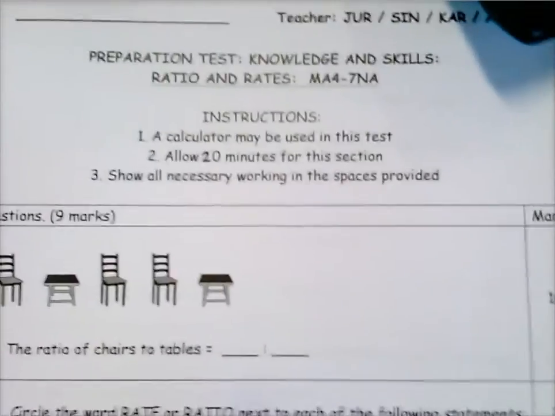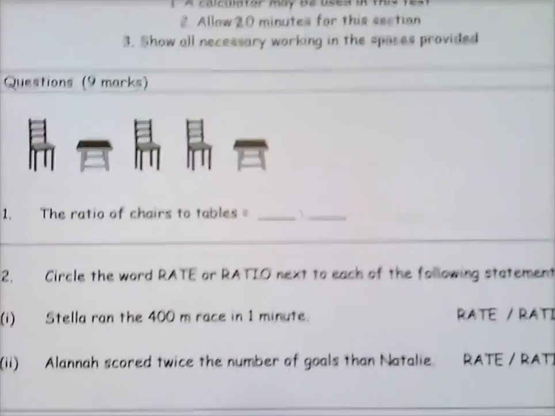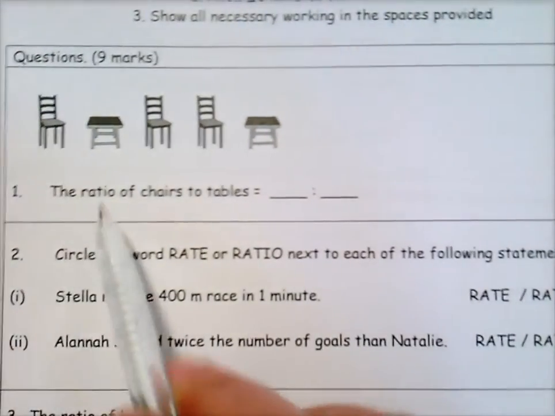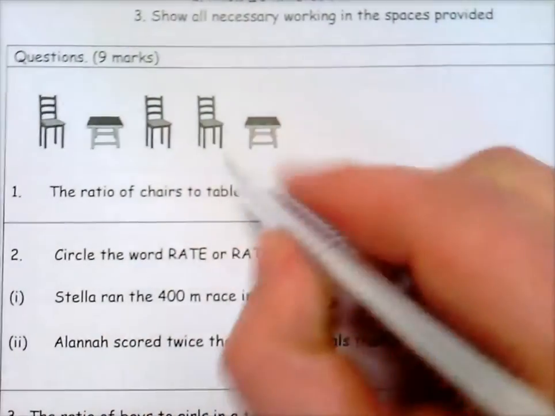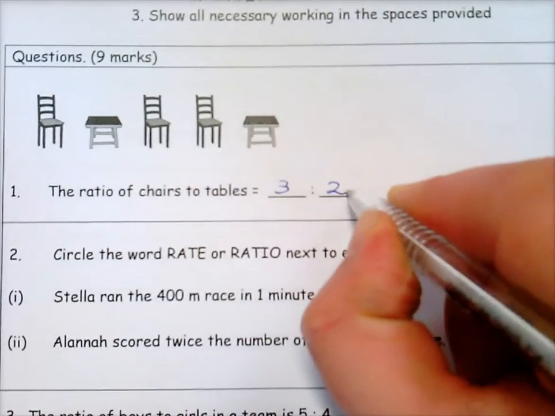Just going to go through the ratio and rates prep test. We've already done the first 2 pages in class, but I'm going to quickly go over them again. So the ratio of chairs to tables, chairs has to be first, is 3 is to 2.